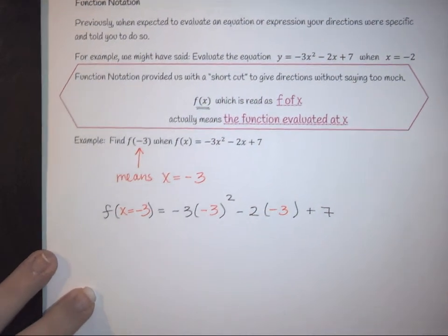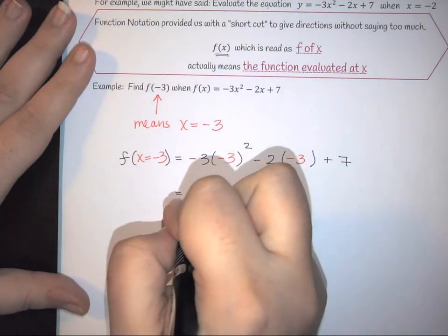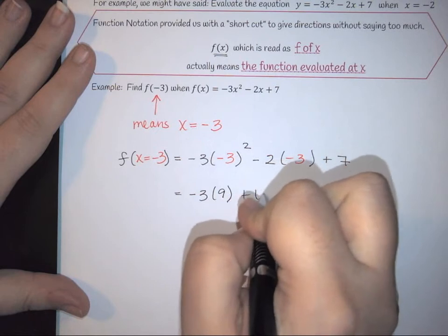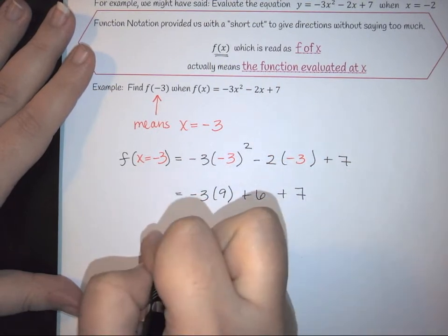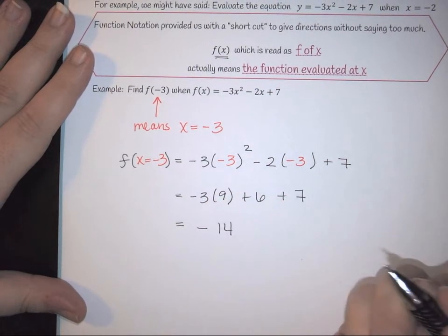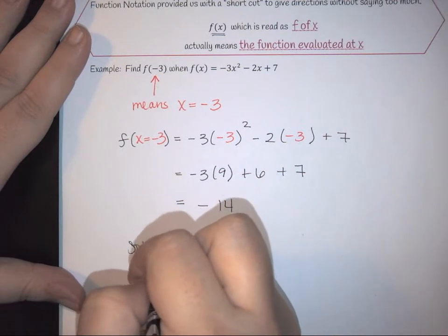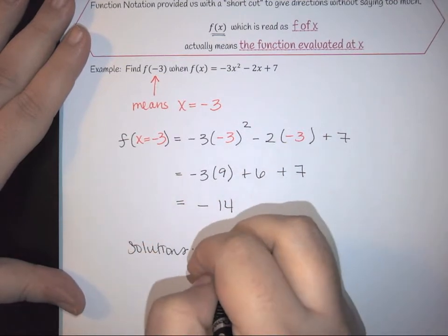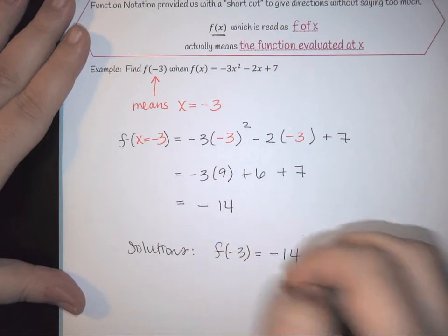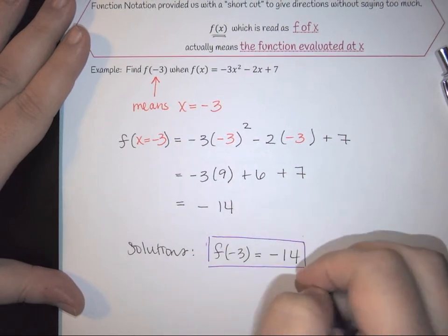Now all we have to do is solve that down. So here we're going to have -3 times 9 plus 6 plus 7. So in the end, this is going to give me -14. So when we're talking about solutions, we are now talking about f of -3 is equal to -14.